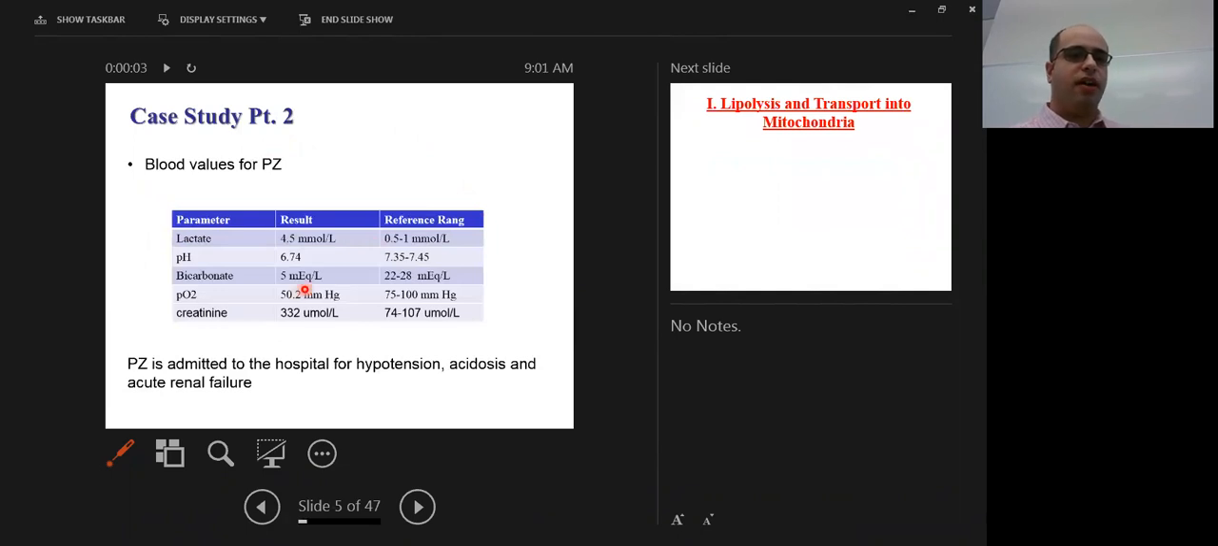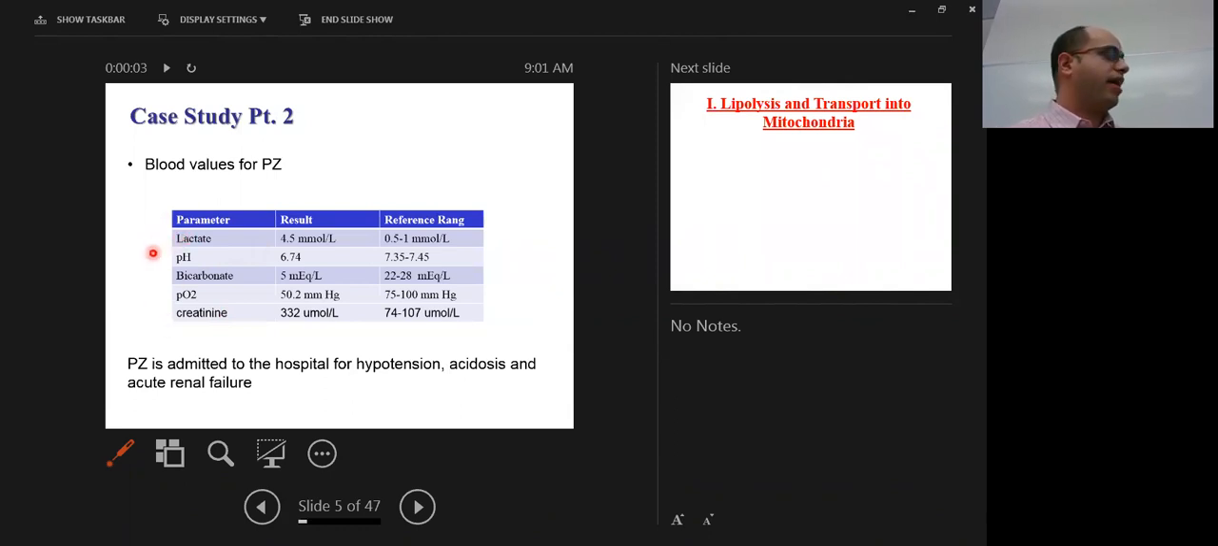Her pH is also very low. Her bicarbonate is very low. Her oxygen, partial pressure of the oxygen in her blood, also low. And her creatinine is very high. So we see that she has low blood pressure. Her body's in an acidosis situation, so she's very acidic. She has low bicarbonate. She has low oxygen. She has a low pH.